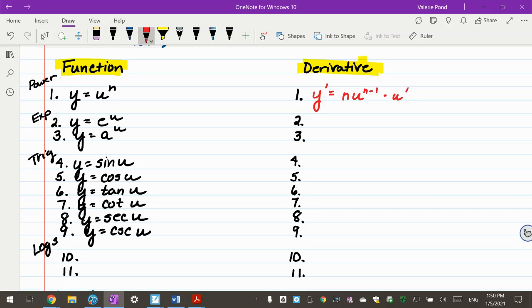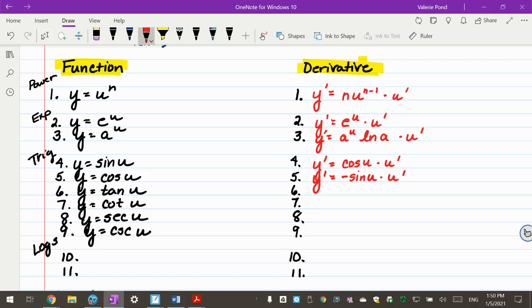The second one is y prime equals e to the u times u prime. Number 3: y equals a to the u, so y prime is a to the u, natural log of the base, times u prime. The derivative of sine is now going to change to y prime equals cosine of u times u prime. For cosine, y prime is negative sine of u times u prime.